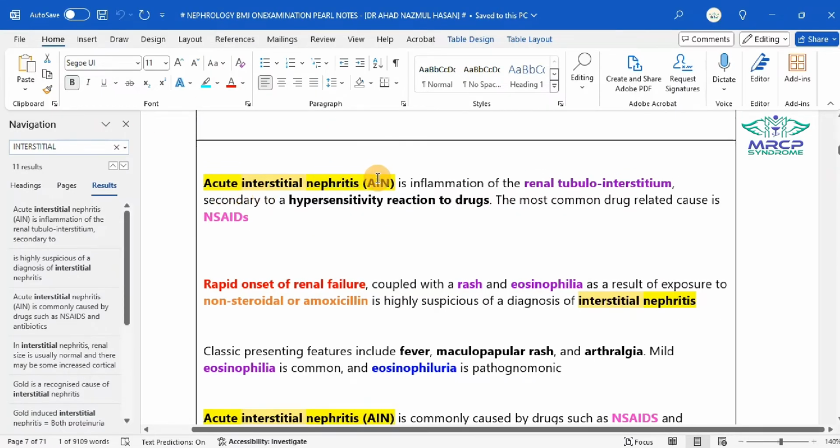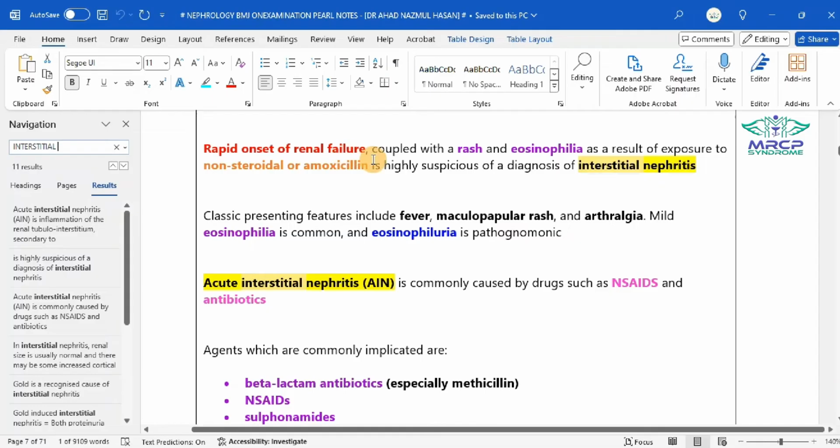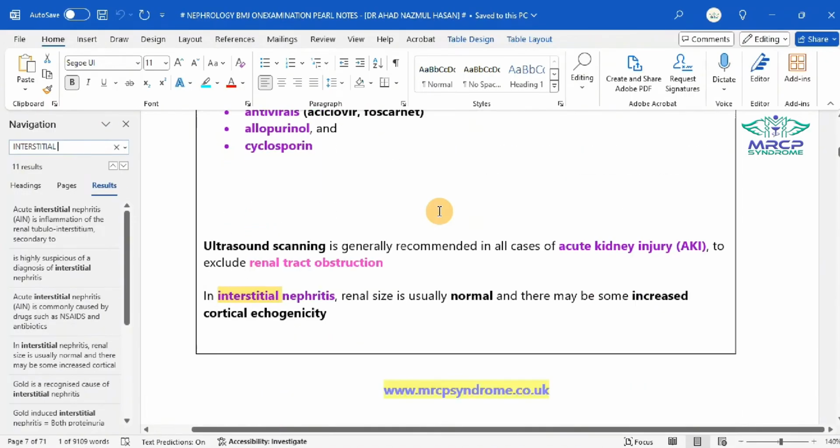So acute interstitial nephritis is inflammation of the renal tubulointerstitium secondary to hypersensitivity reaction to drugs. The most common drug-related cause is the NSAIDs. Rapid onset of renal failure coupled with rash and eosinophilia as a result of exposure to NSAIDs or amoxicillin is highly suspicious of a diagnosis of interstitial nephritis. Eosinophilia is common. Eosinophiluria is pathognomonic, and the classic presentation would be fever, maculopapular rash, and arthralgia.